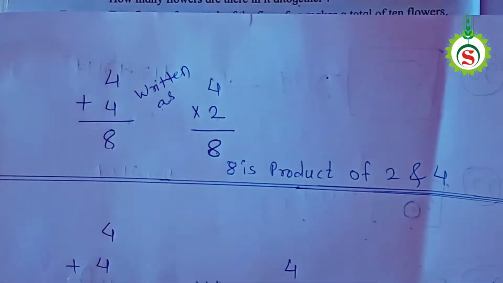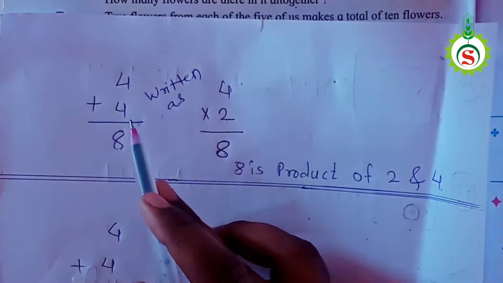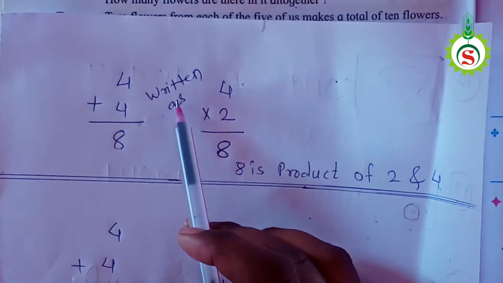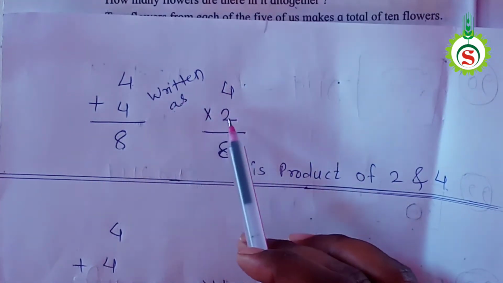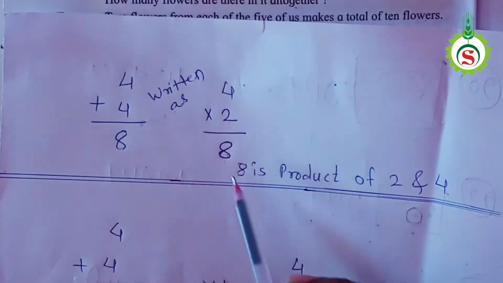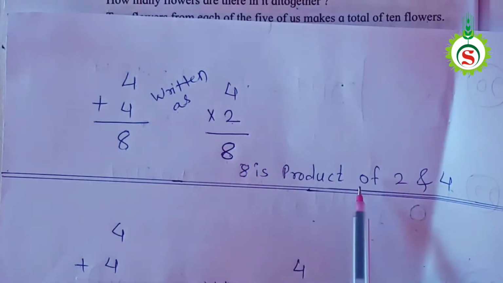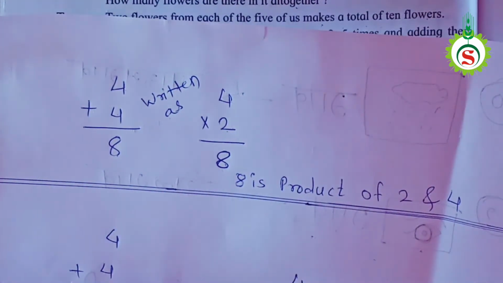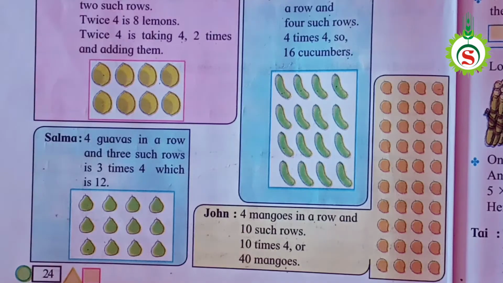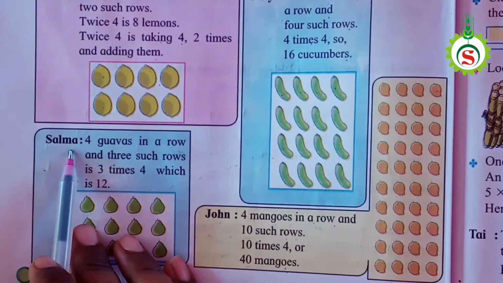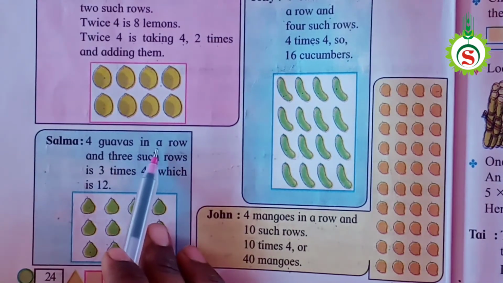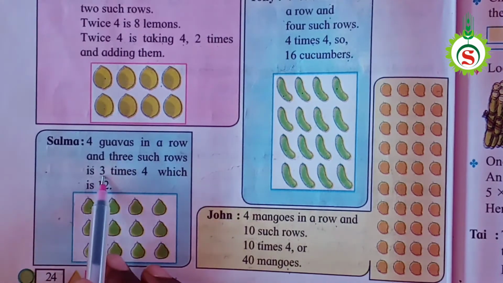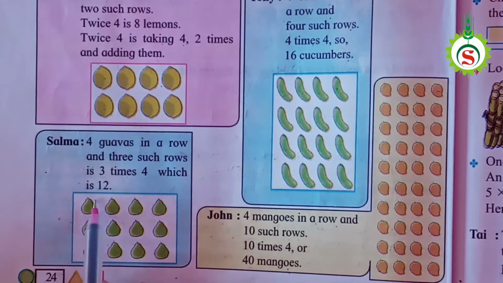See here, in addition form, 4 plus 4 we get 8. It is written as 4 multiplied by 2 we get 8. 8 is the product of 2 and 4. See the next picture. Salma says 4 guavas in a row and 3 such rows is 3 times 4, which is 12.